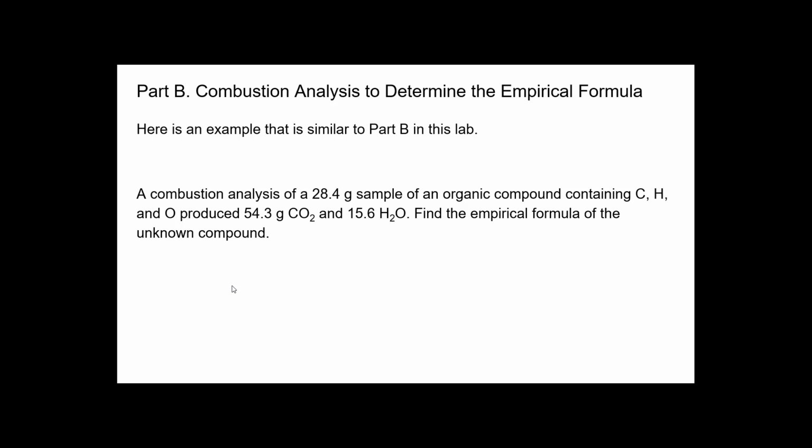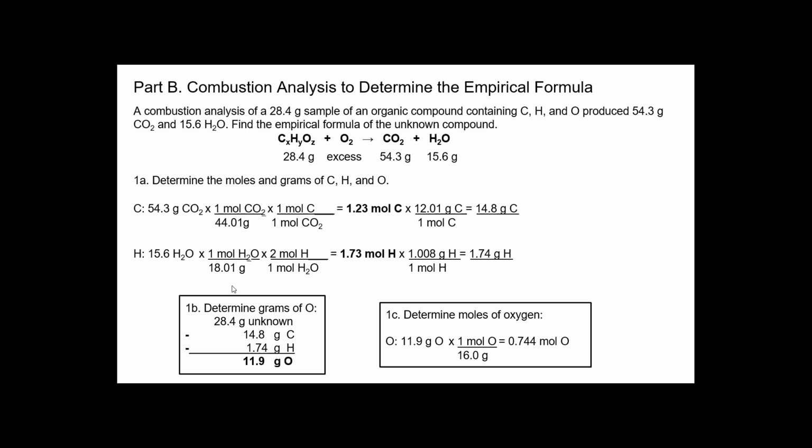So, combustion analysis of a sample. Again, you don't know what it is: 28.4 grams of an organic compound. Anything organic has carbon and hydrogen and sometimes oxygen as well. It produced 54.3 grams of CO2 and 15.6 grams of water. We need to find the empirical formula of the unknown compound.